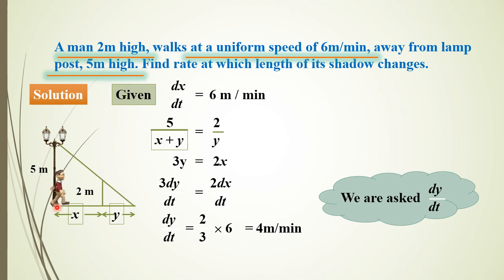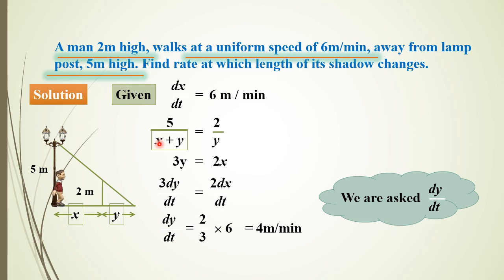Next, assume that the distance from the base of the lamp post to where the person is standing is x, and the distance from the lamp post to the end of his shadow is y. Then write the ratios: 5 divided by x plus y is equal to 2 divided by y. After cross multiplying, 5 into y is 5y, and 2 into x plus y is 2x plus 2y.